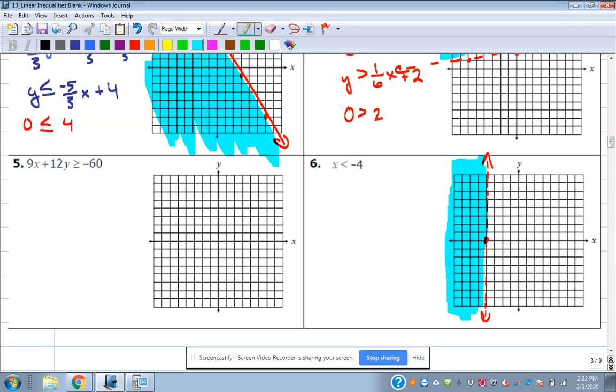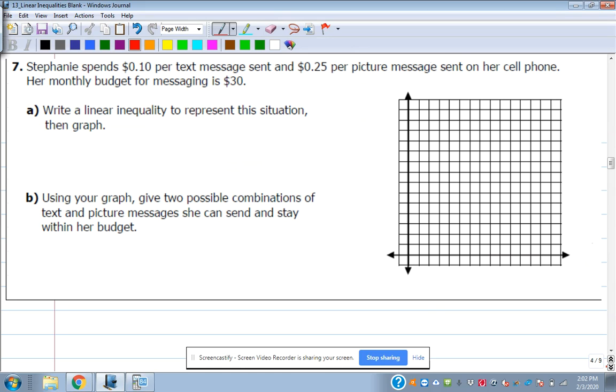Questions, concerns about these things? Nothing too strenuous about this. This is good old Algebra 1 or 8th grade math again. So I haven't done much. Let's do a word problem that deals with these things.